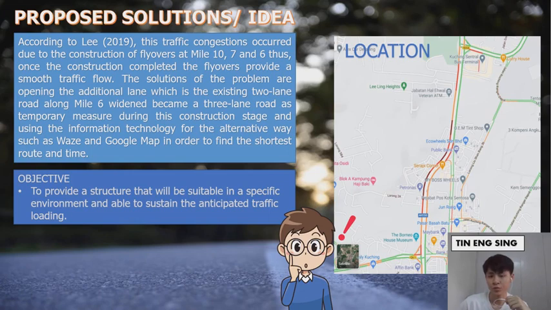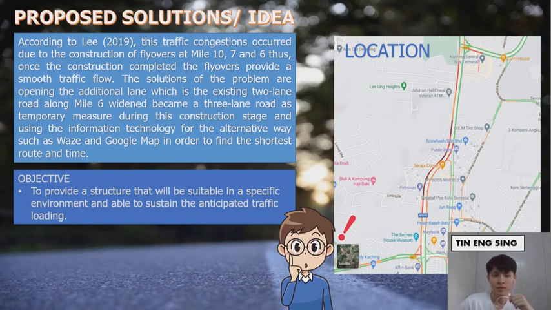For the proposed solution, according to Lee 2019, this traffic congestion occurred due to the construction of flyovers at Mile 10, 7 and 6. Thus, once the construction is completed, the flyover provides a smooth traffic flow. The solution to the problem is opening an additional lane on the existing 2-lane road. At Mile 6, it is widened to become a 3-lane road as a temporary measure during the construction stage.